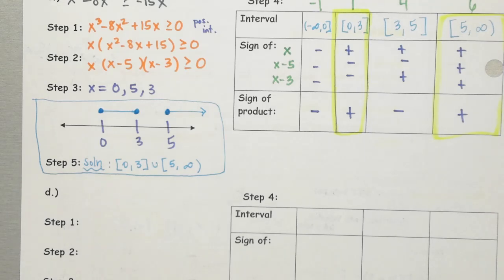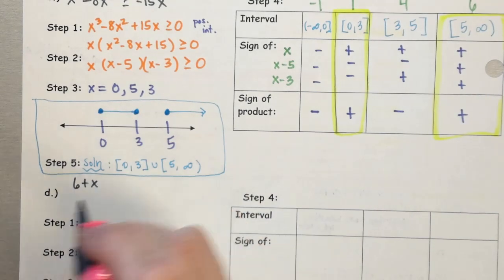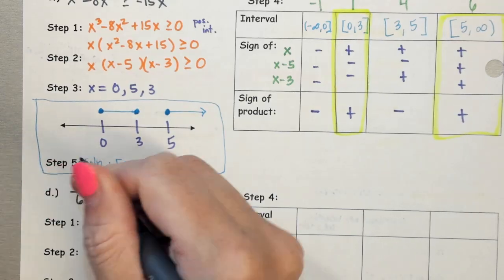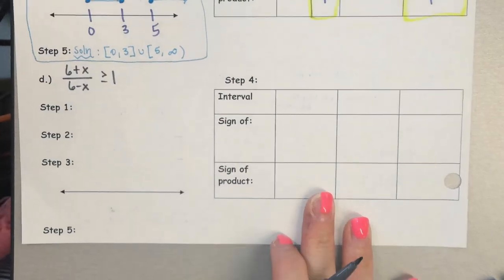Any questions for me on those? All of those are products. So there's only one more type we have to seek, and that is the quotient. A quotient is just a rational function. So for D, it's (6 plus x) over (6 minus x) is greater than or equal to 1.